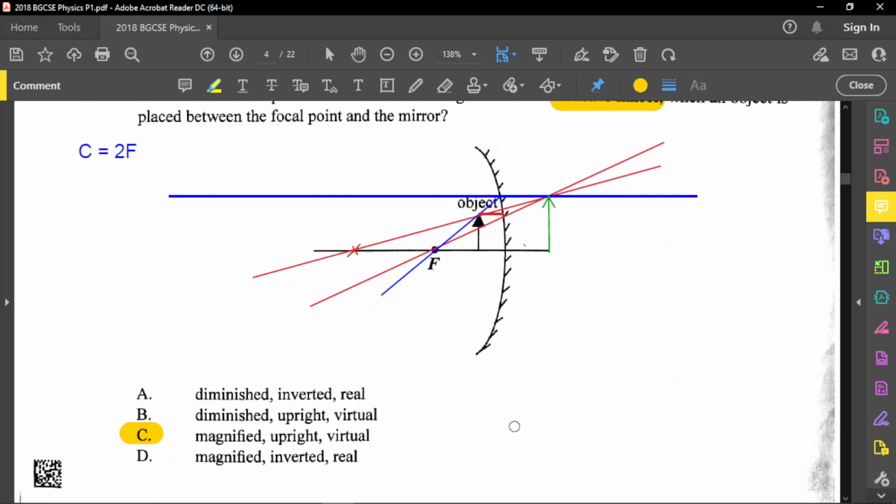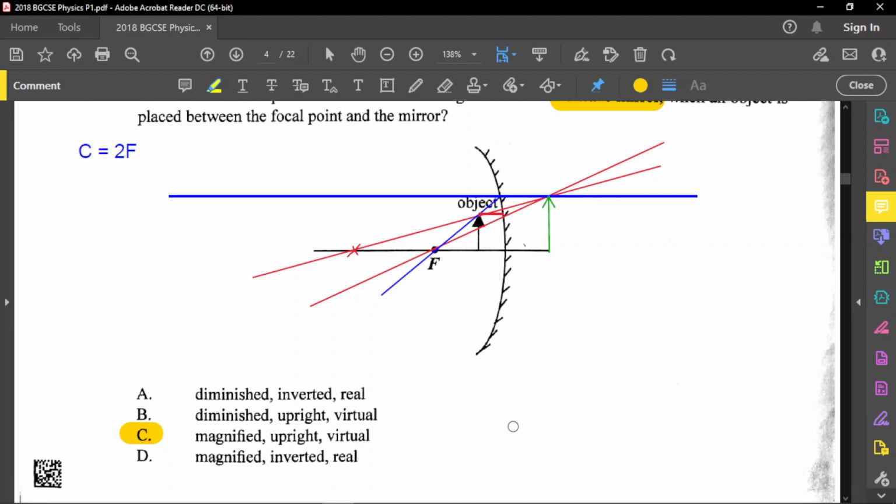The point I want to make mention of here, which will assist you as well, is that the closer the object is to the mirror, the larger the image will be, and it will also be virtual. So closer to the mirror, the image is magnified. It will be virtual, which is behind the mirror itself, and it will also be erect.